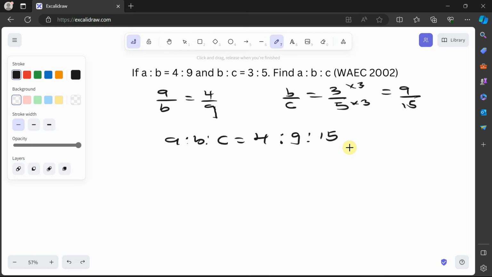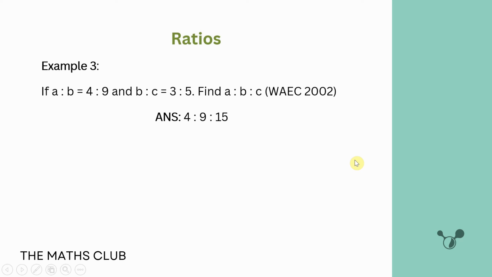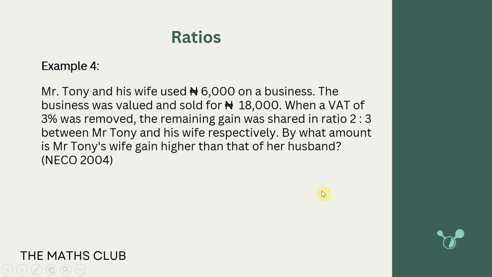Let's see if we're correct. 4 ratio 9 ratio 15. Well done. This example says that Mr. Tony and his wife used 6,000 naira on the business. The business was valued and sold for 18,000. When a VAT of 3% was removed, the remaining gain was shared in ratio 2 to 3 between Mr. Tony and his wife respectively. By what amount is Mr. Tony's wife's gain higher than that of her husband?